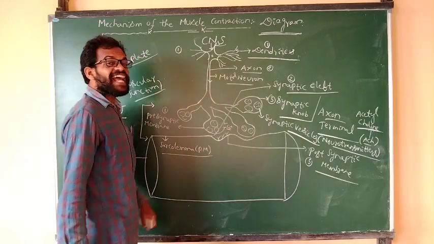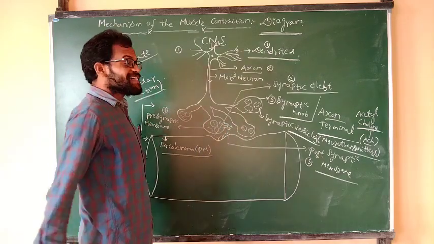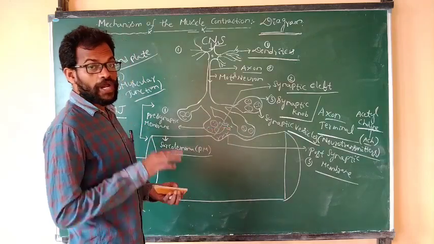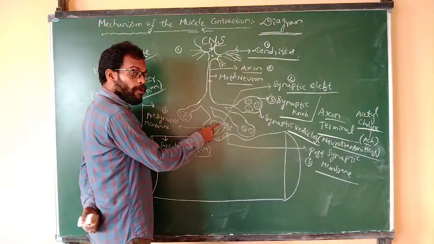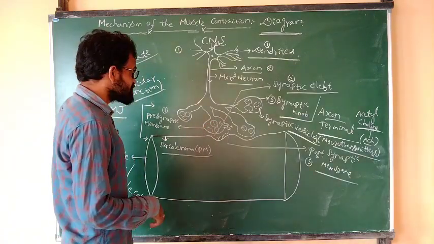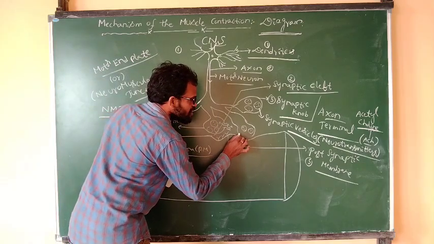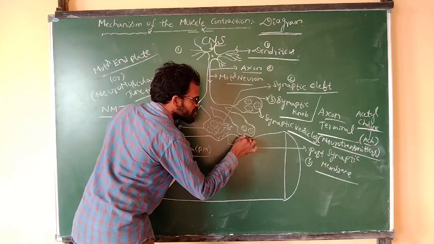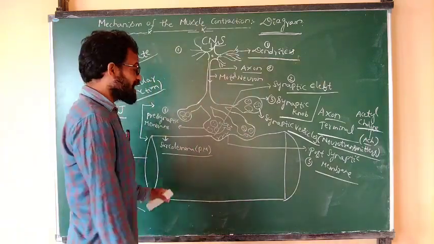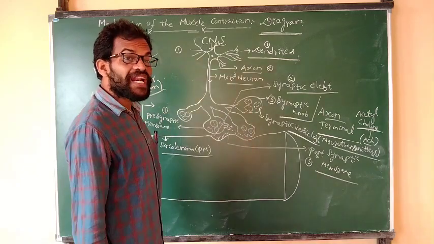These are calcium channels. The calcium ions enter, and the calcium channels are open. Whenever the calcium channels are open, it activates the synaptic vesicles. The synaptic vesicles fuse into the presynaptic membrane. This presynaptic membrane releases the acetylcholine neurotransmitters.